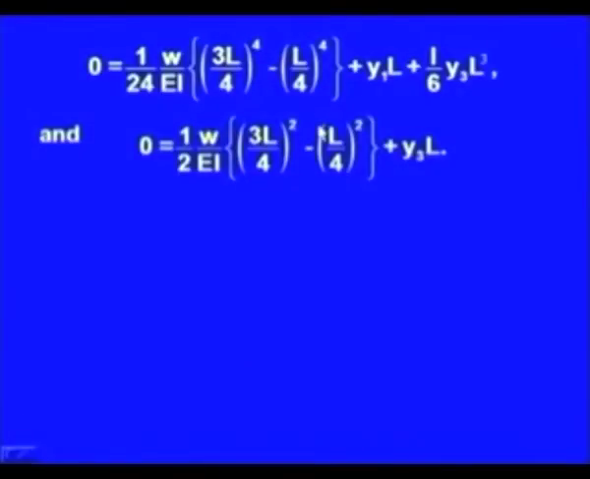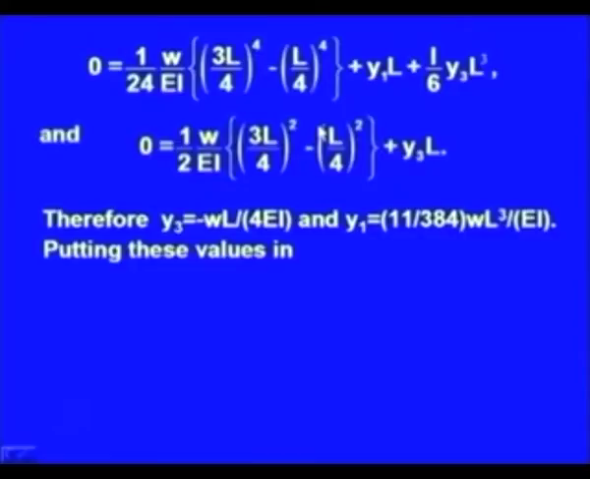Putting the boundary conditions at the end x equal to L, that is y equal to 0 and y double dash equal to 0, we get these two equations, which are again linear in y1 and y3. So, we can solve them for the values of y1 and y3. y3 comes out to be minus wL by 4EI, while y1 comes out to be 11 by 384 into wL cube by EI.